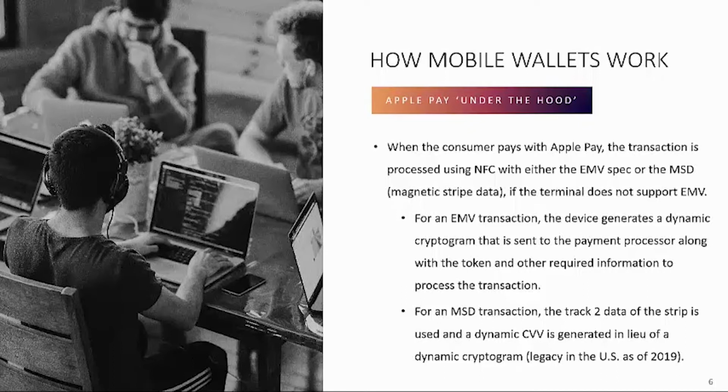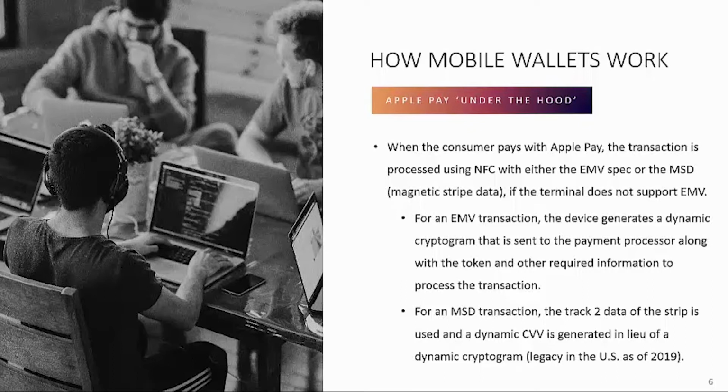So it's a dynamic cryptogram. It is your device account number or the token that has been issued by the token service provider when you added your payment card to your mobile wallet application. And it's the actual information about the transaction that needs to be adjudicated. So those three elements will be passed together.